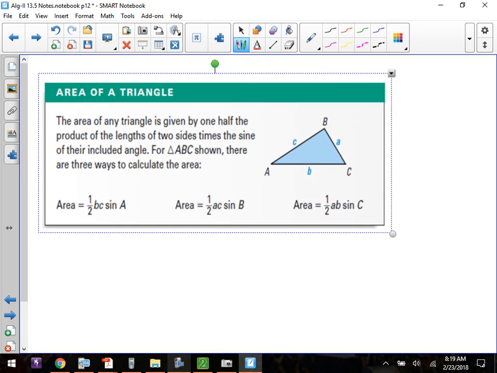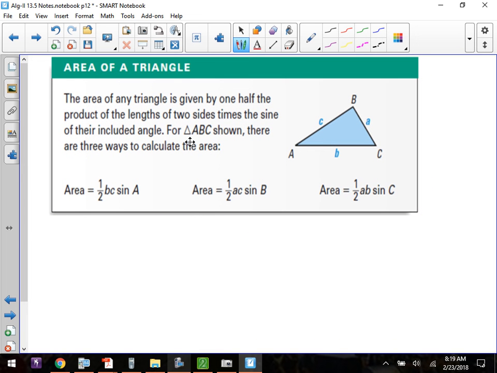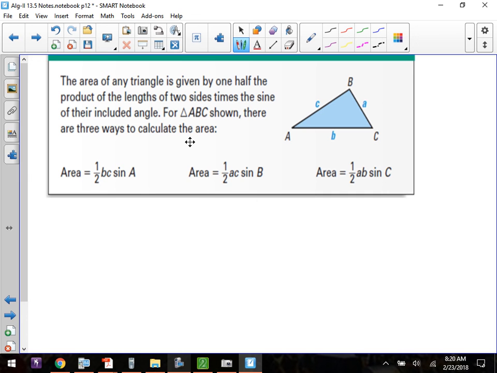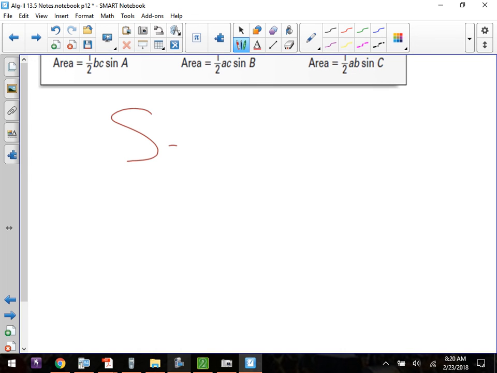One of the things that you can do using law of sines scenarios is, if you ever get a side angle side scenario, you can find the area of the triangle. If you have side angle side, remember what that means? Two sides, and the included angle.